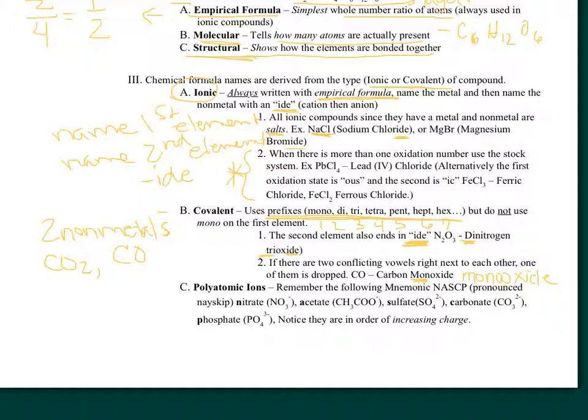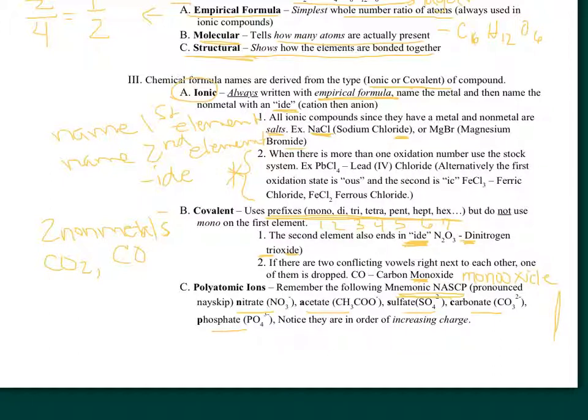Polyatomic ions. Polyatomic ions, you can remember using the following mnemonic: NASKIP, I guess that's how they pronounce it. So nitrate, acetate, sulfate, carbonate, phosphate. What you do is you just name the element that they're attached to and then put the name of the polyatomic ion at the end. Okay.